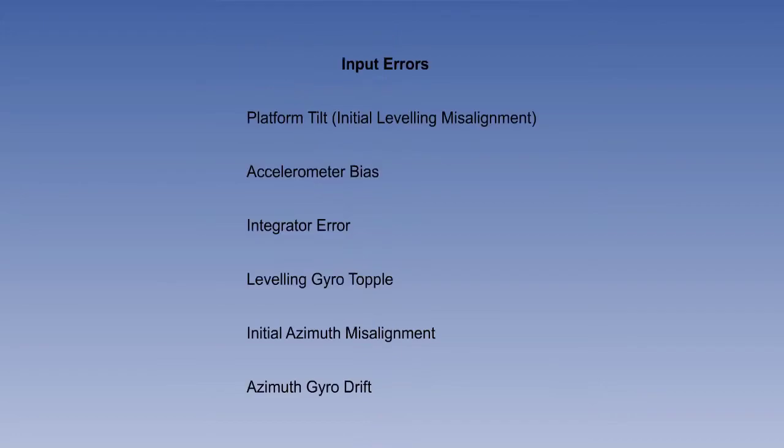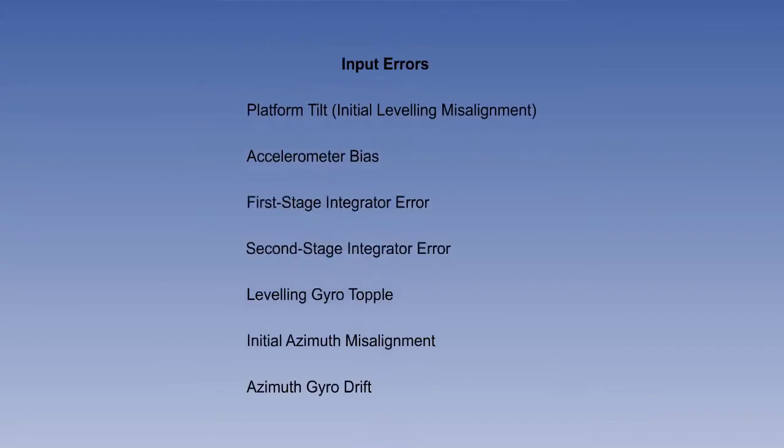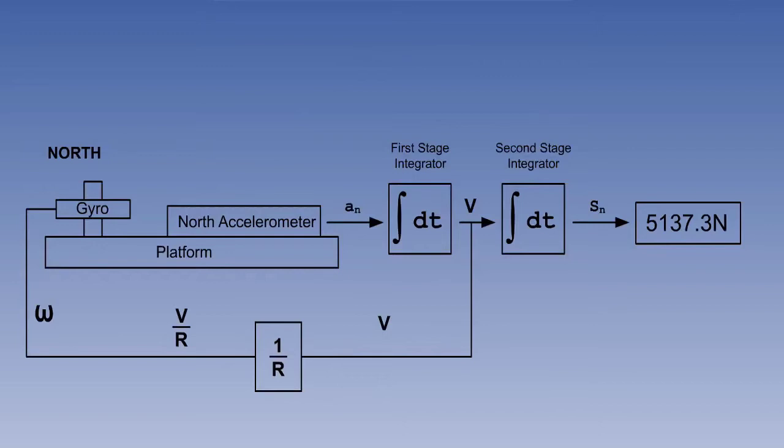So this comes to 6 input errors, or 7 if we split the integrator error into first stage and second stage integrators. We are now going to see what effect they have on the output data. The first error we're going to look at is platform tilt. But before we do, we need to modify our diagram slightly. We shall want to see what effect these errors have on acceleration, velocity and position.